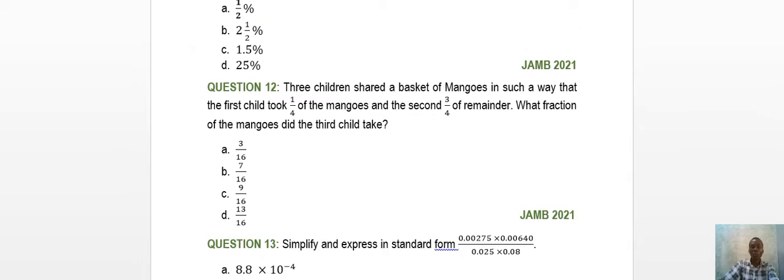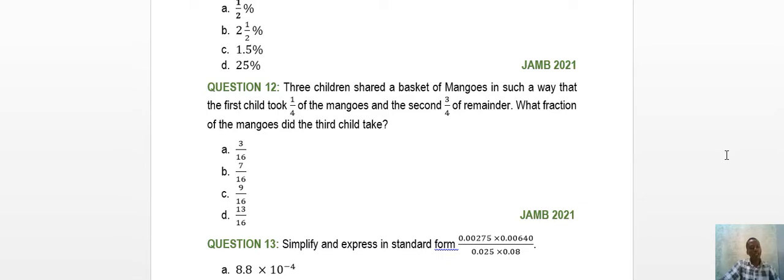Now let's look at question number 12. Question number 12 says, 3 children shared a basket of mangoes in such a way that the first child took 1 over 4 of the mangoes, and the second 3 over 4 of the remainder. What fraction of the mangoes did the third child take? Now, this is a tactical question because it's a question that has to do with word problem.